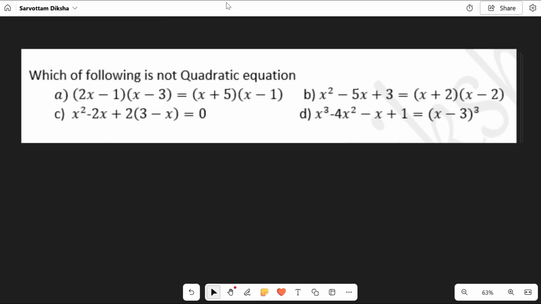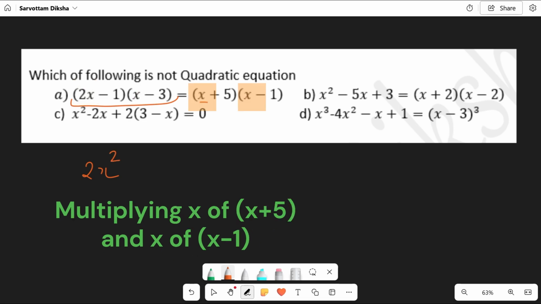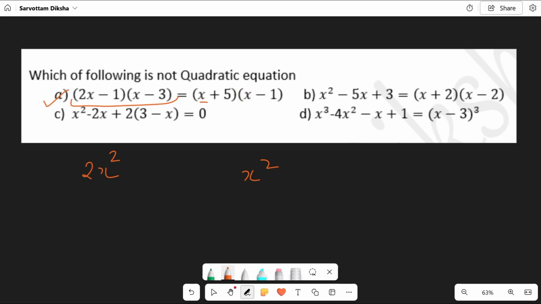So here we have to check whether these equations are quadratic equations or not. See, here we have to simplify each and every equation. If it is an MCQ, we need not solve it till the end. We should solve only for the x square term. Like here, I know I will get a 2x square. The first term, if I multiply, I will get 2x square and here I will get x square. So when I simplify, since the coefficients are not equal, it will remain quadratic. It is a quadratic. Let's check option B.